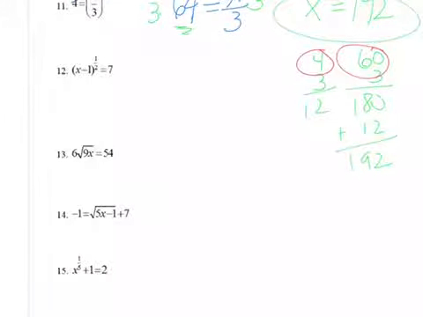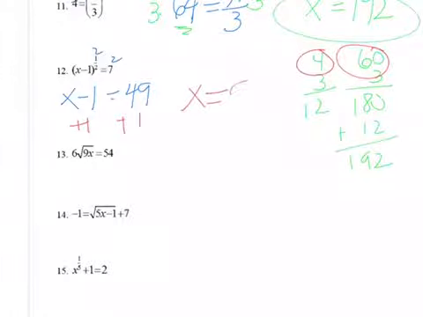Okay, for 12, you have to square both sides to start. Add 1 to the right. We get x is 50. It is not extraneous. It works when you check it.